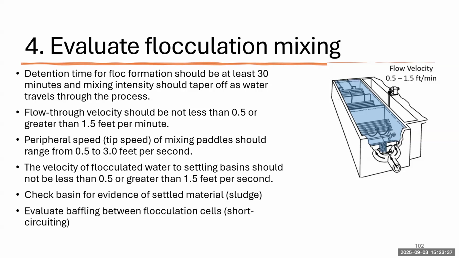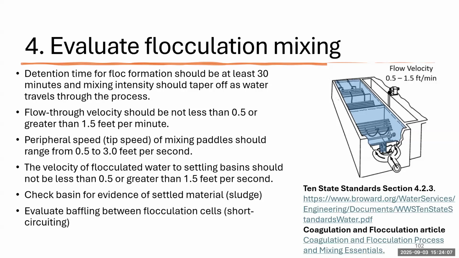Also, another thing to evaluate is whether there is settled material in the basin that could contaminate our water, or could be evidence that we're not mixing effectively. Also, you want to look at the baffling between the cells. There is usually some kind of wall with a bunch of holes in it that prevents short circuiting and helps to make sure there's sufficient mixing. So you want to evaluate the baffling system. And here are some articles.